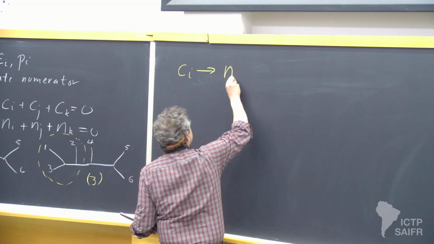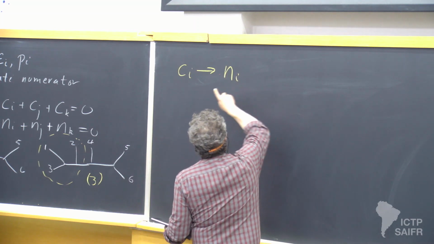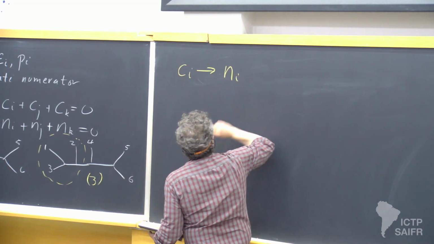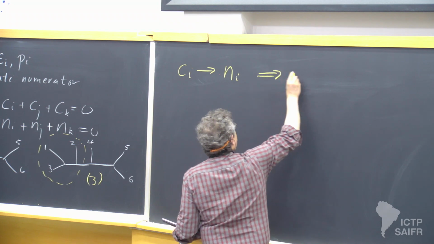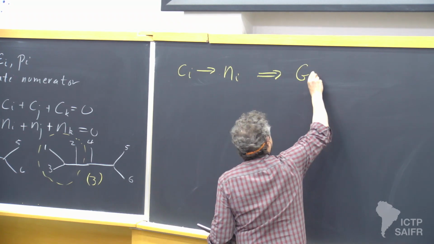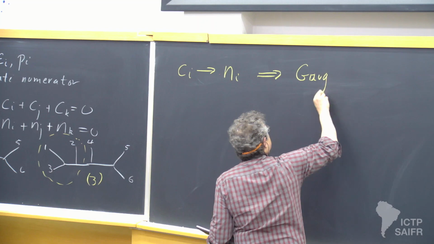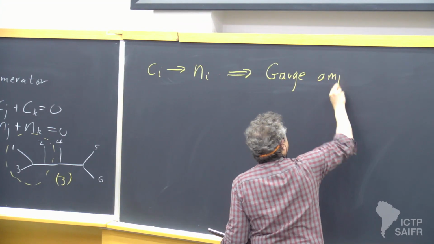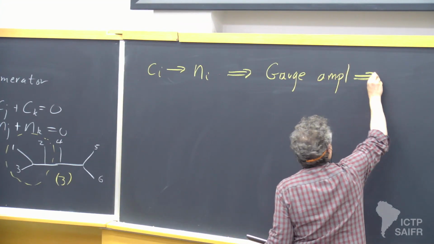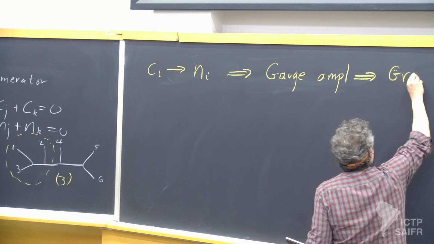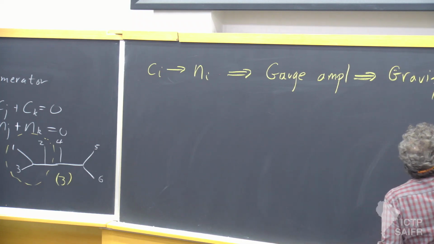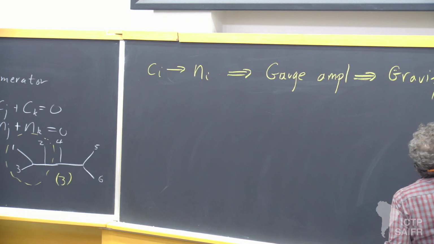Once you've done this, then this substitution is like saying you go from gauge theory. This is how you go from gauge theory amplitudes to gravity. And this is at tree level.